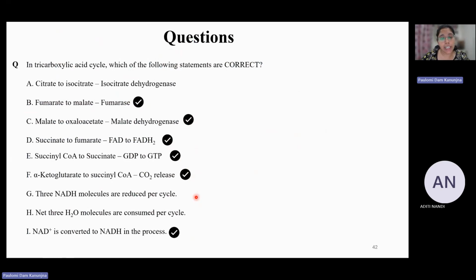G says three NADH molecules are reduced. NADH is not reduced. NADH is produced, so NAD plus is being reduced. H says net three water molecules are consumed per cycle, which is not the case. If you look into the cycle, there are several steps where water is consumed and water is also given off, so less than 3 water molecules are being consumed. And lastly, you got it all right.